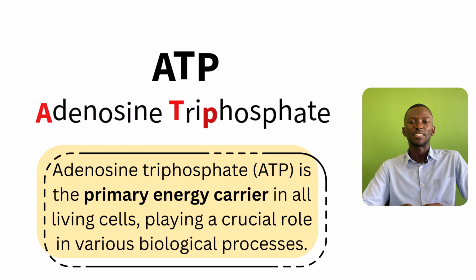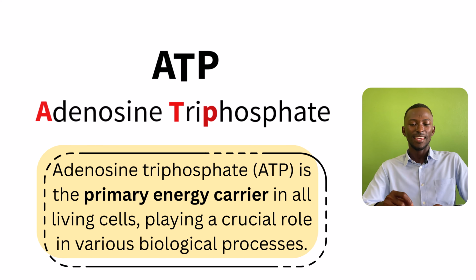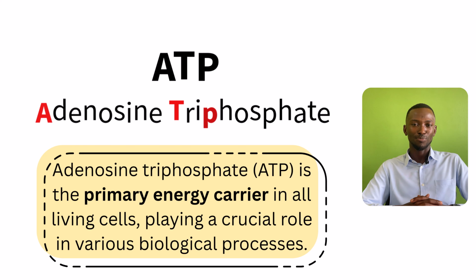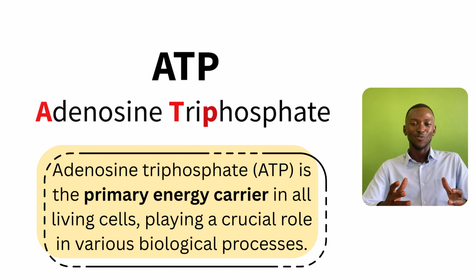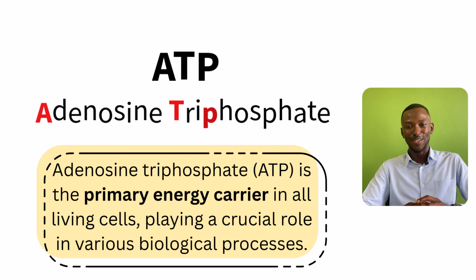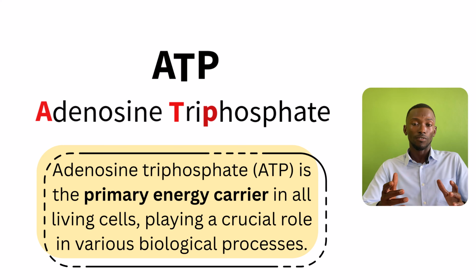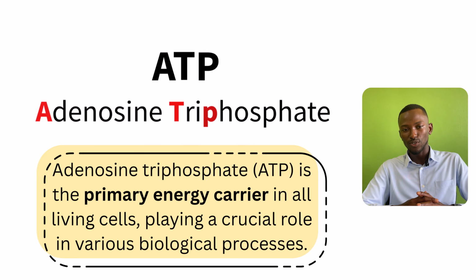But what kind of energy does it need? That is ATP, adenosine triphosphate. And this energy is produced through a process called respiration. And as a result of respiration occurring in the mitochondria, we say mitochondria happens to be the powerhouse of the cell.